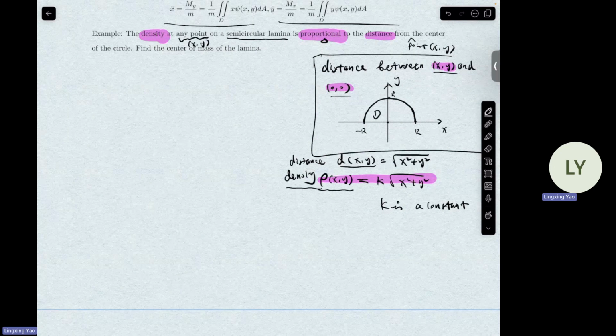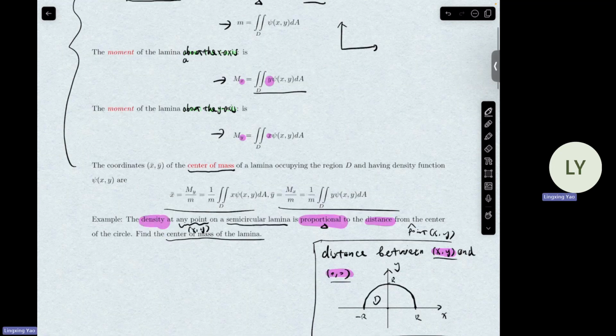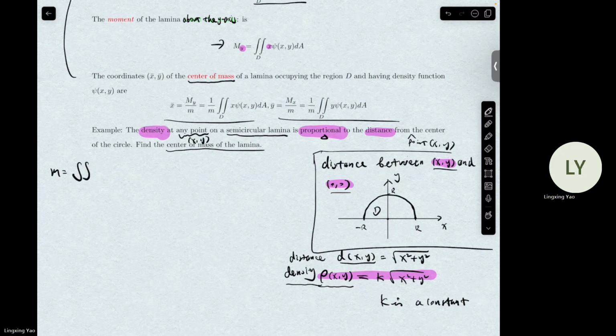So we want to find the center of mass of the laminar region because there are three formulas we need to compute: the total mass, the moment about x, and the moment about y. And then the moment about x and the moment about y will be used for the calculation of the center of mass, right? Okay, so we first calculate the total mass, which is the integration of a density function over the entire domain D. All right, so now what?